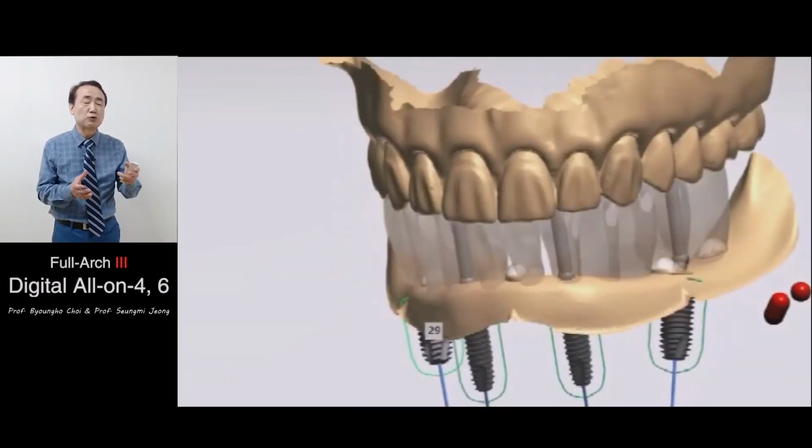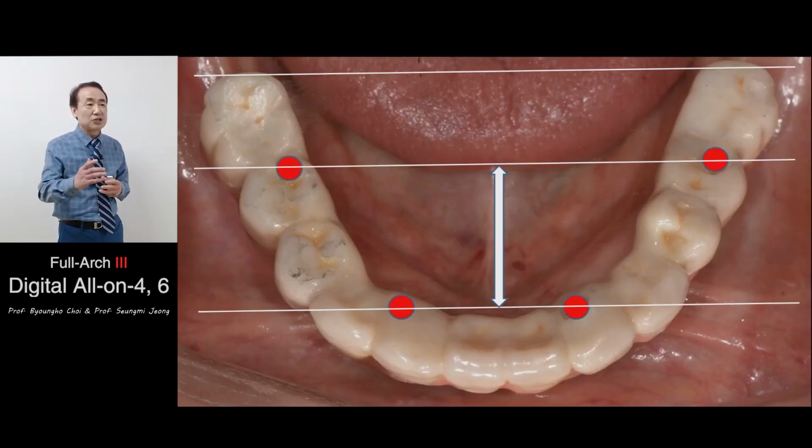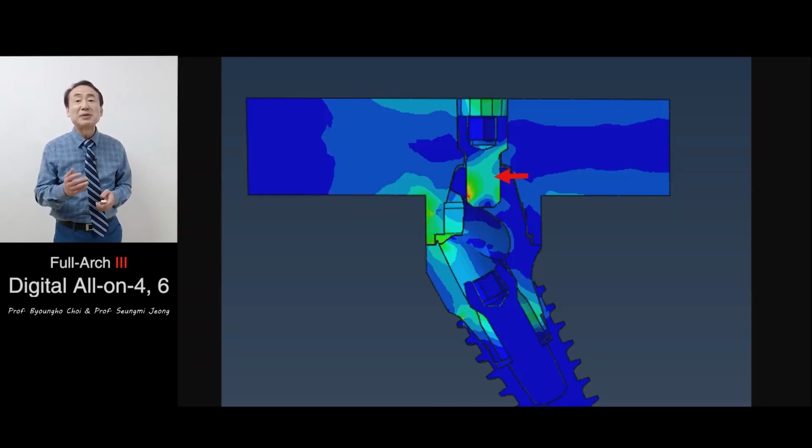This video shows All-on-4 implant planning to minimize the cantilever length. You can see here the AP spread and the cantilever. The AP spread is the distance between the most anterior implant and the most posterior implant. If you increase the AP spread, the cantilever length becomes shorter. By maximizing the AP spread, you can minimize the stress on the screw.